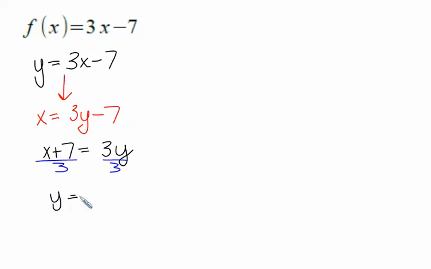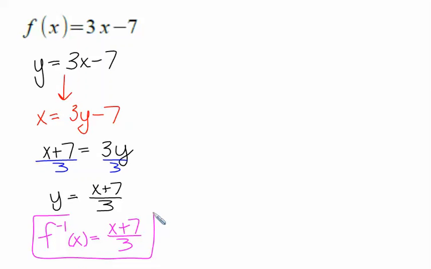Now really we don't want to simplify this a whole lot more than what we see right there. So we're going to leave it as y equals x plus 7 over 3. And more specifically, the inverse of f is that, so we claim. To write the notation properly, we say f minus 1 of x is equal to x plus 7 all over 3. That says the inverse of f is x plus 7 all over 3.